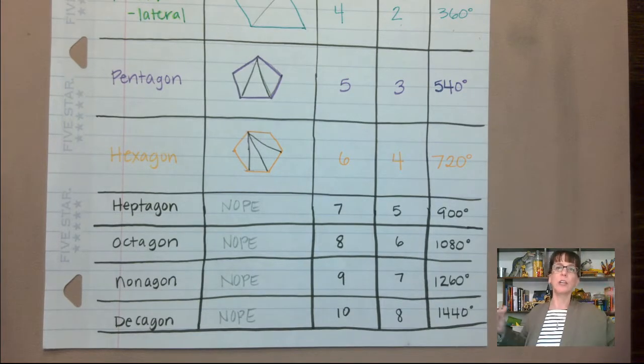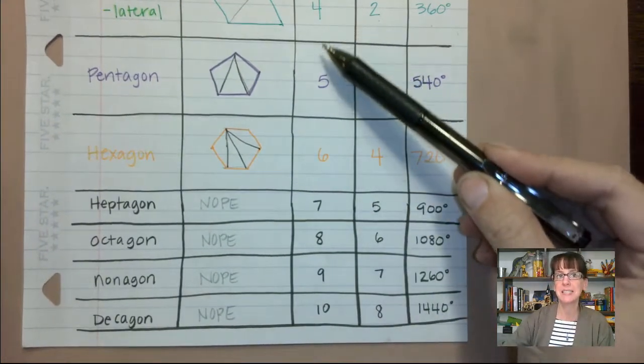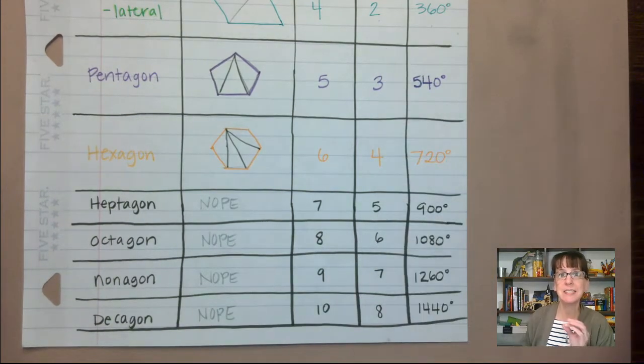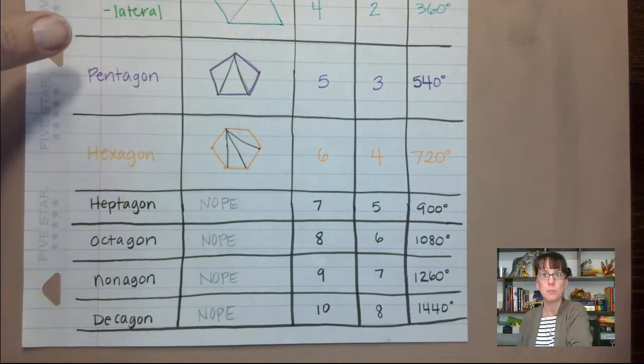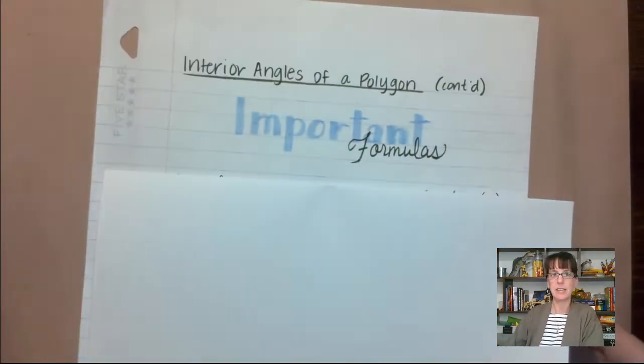Okay, so what we're looking for here is a pattern, and I bet if you look at these numbers, you'll see that for the number of sides that we have, if we take away 2, that's how many triangles there are in that figure. Knowing this information, we are able to figure out the number of degrees that are inside that polygon. So let's talk about that. Grab your notebook if you hadn't already, because these are going to be some important formulas for you. Okay, so the important formulas, let's take a look at that.